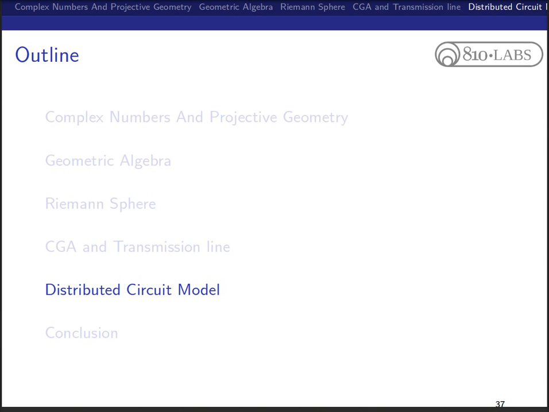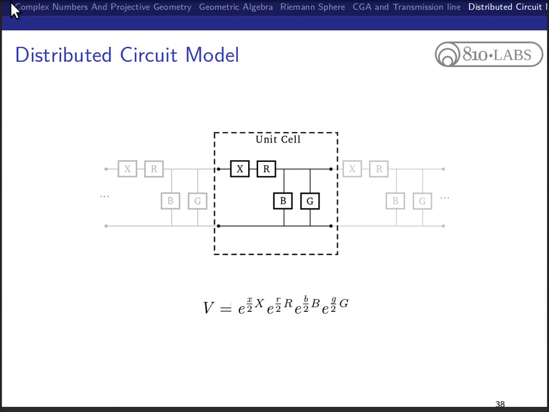Okay, let's move on to a semi-practical example of this model we've generated, on to analyzing the distributed circuit model. So this is generally how transmission lines are developed in circuit theory. The transmission line model is essentially infinite repetitions of a given unit cell, and the unit cell consists of infinitesimal discrete elements of reactance, resistance, susceptance, and conductance, and it's usually expressed in a diagram like this.